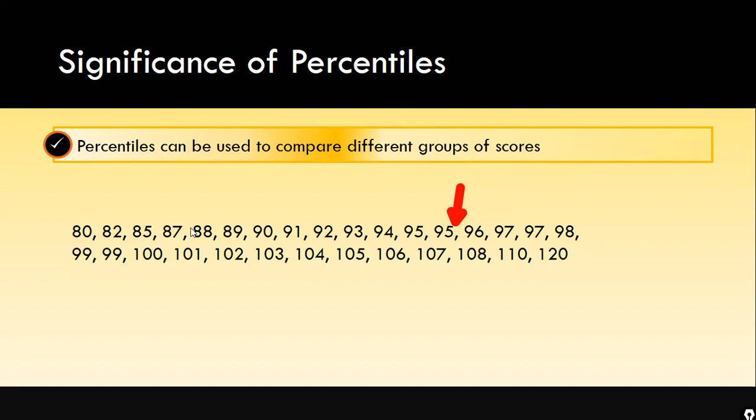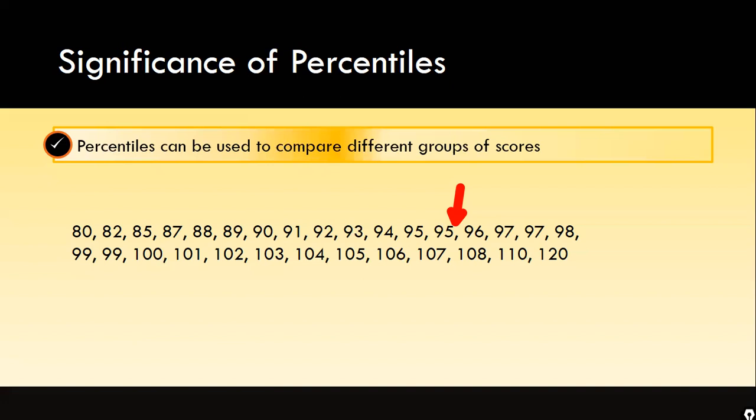So 1, 2, 3, 4, 5, 6, 7, 8, 9, 10, 11, 12, 13, right? So 13, including this one, 95. Less than or equal to, 13 values are there. Okay, 13 scores. So we have 13 scores that are less than or equal to 95. That is what we can see.